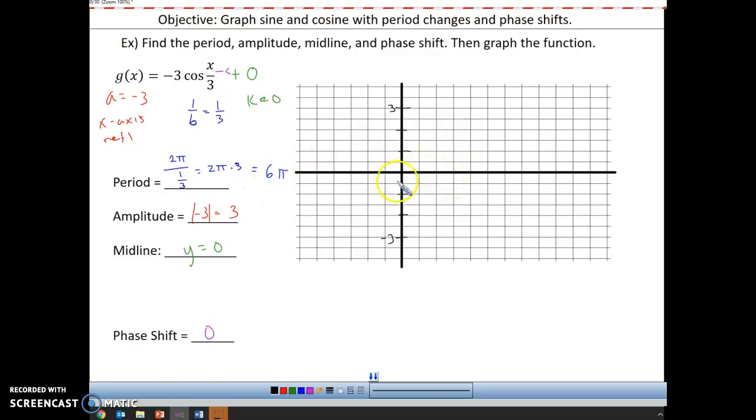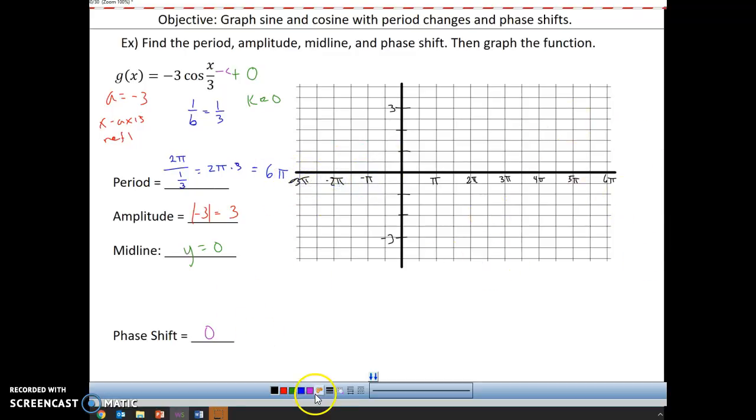Okay, and now I want to be able to fit my graph in here. So period is 6 pi, so I'll just say that this would be pi, 2 pi, 3 pi, 4 pi, 5 pi, and 6 pi. So I should be able to fit at least one cycle in, and then I can also go the negative direction as well.